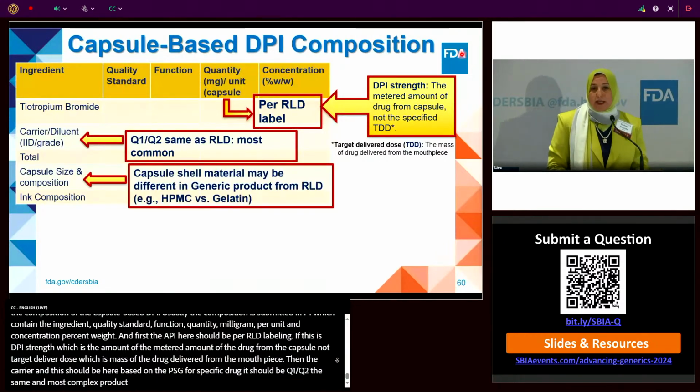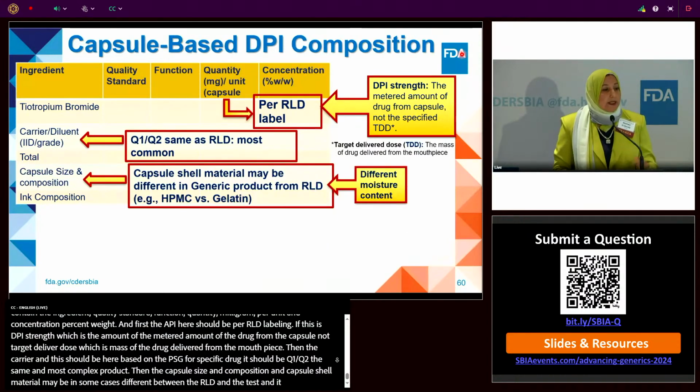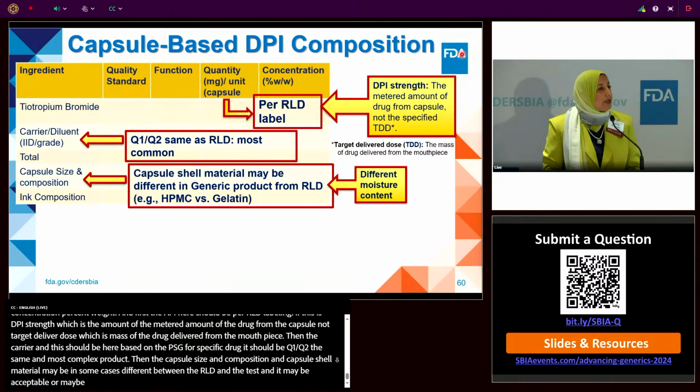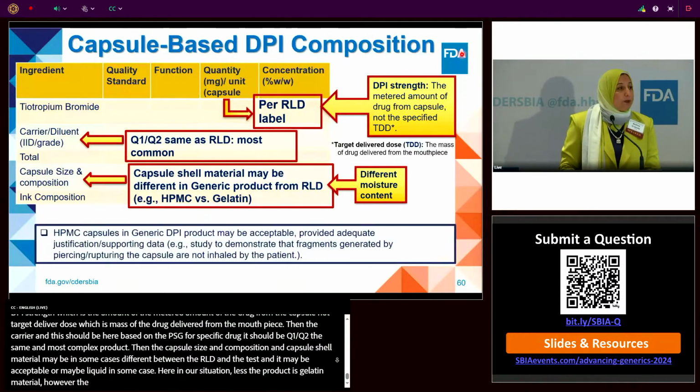Then the capsule size and composition. The capsule shell material may in some cases be different between the RLD and the test, and it may be acceptable in some cases. Here in our situation, the listed product is gelatin material, however, the first approved is HPMC material. They are different in moisture content. However, it could be acceptable to use a different material, provided adequate justification with supporting data.